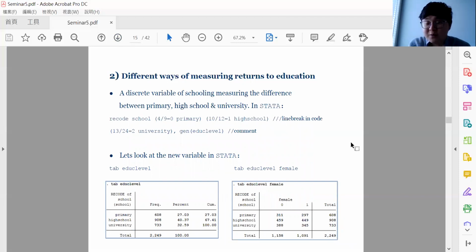And of course, you can use a discrete variable of schooling, measuring the difference between primary, high school, and university. I think we already did it last time. So you can categorize schooling in different ways. For example, if you think that university and high school are different from each other in curriculum and also in the things that they teach.